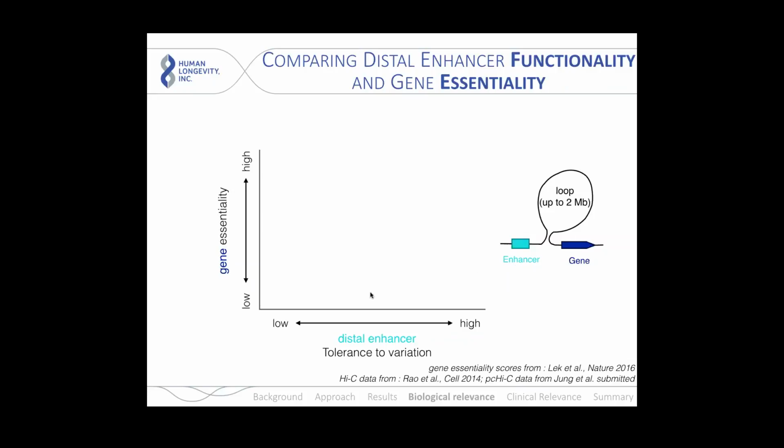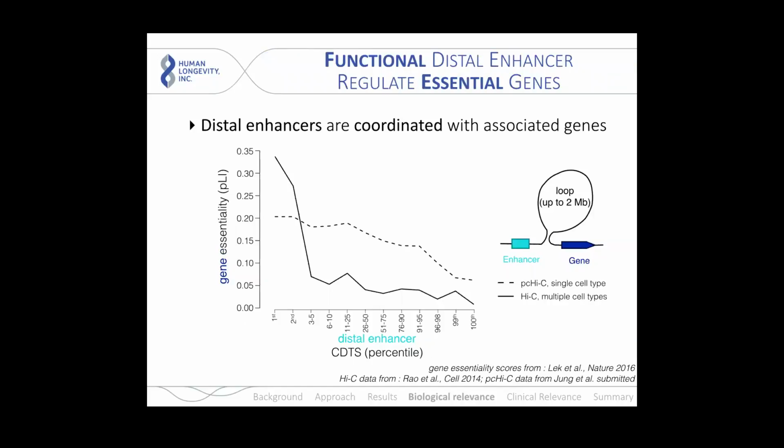And as usual, we look at whether a functional enhancer would associate with an essential gene. And in both cases, despite the technicalities or the difficulties, we actually see the trend in both situations. So when the enhancer happened to be more functional, so in a region of the genome that had the lowest tolerance to variation, they happen to be associated with genes that are more essential.